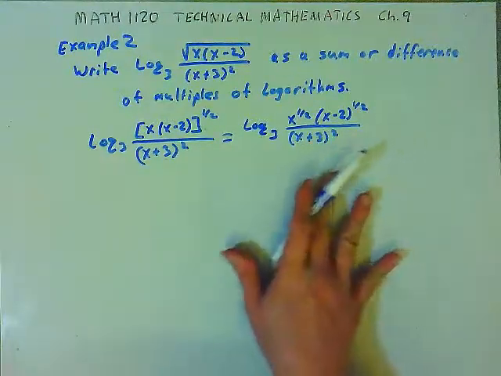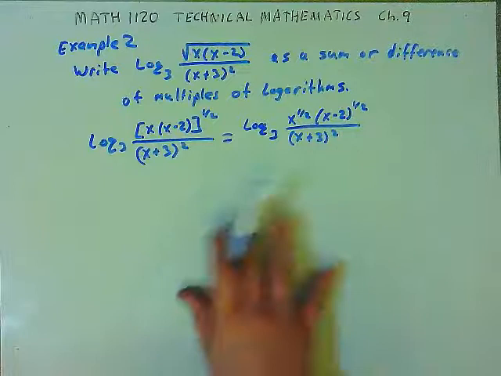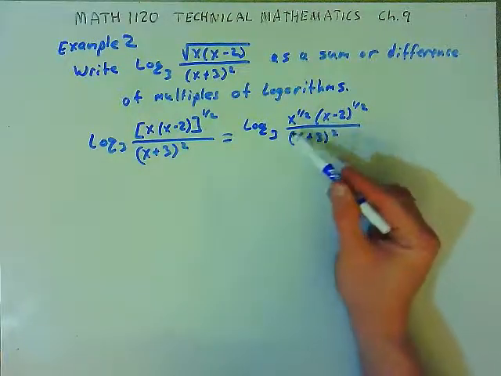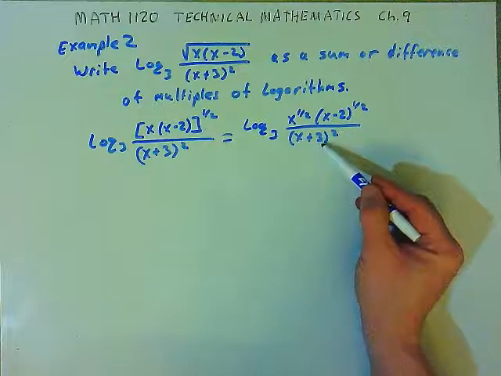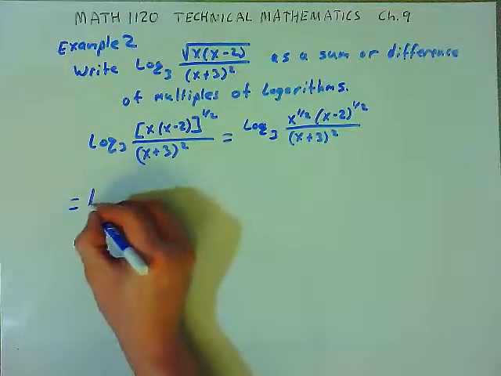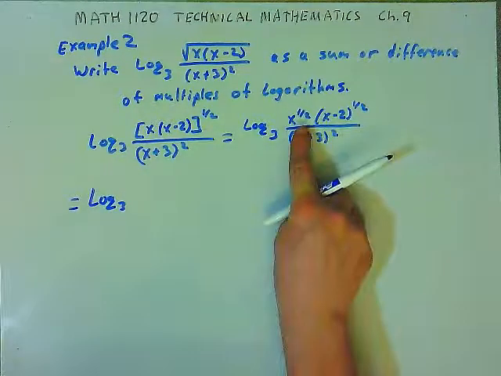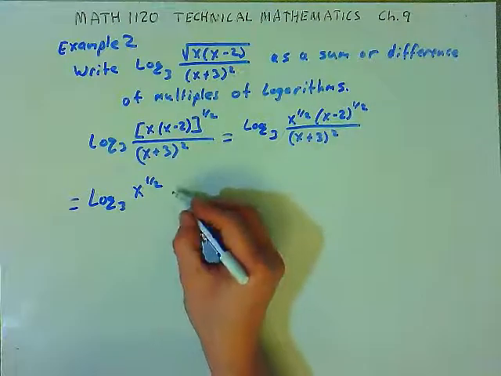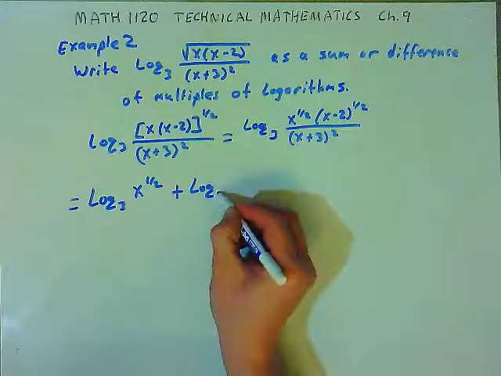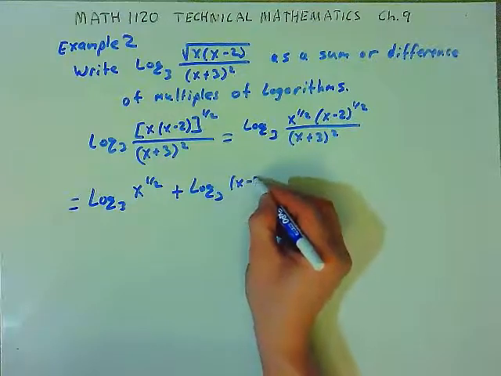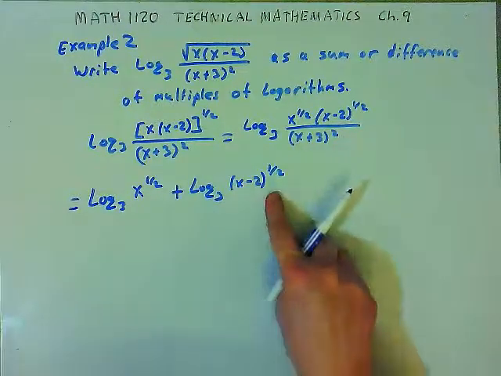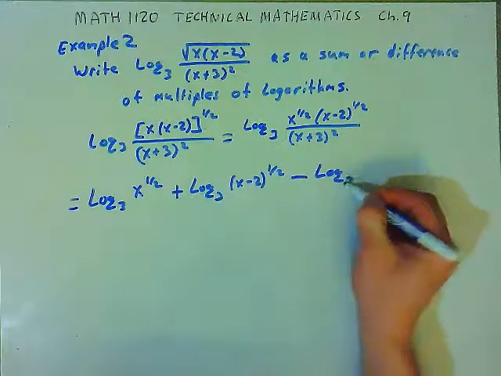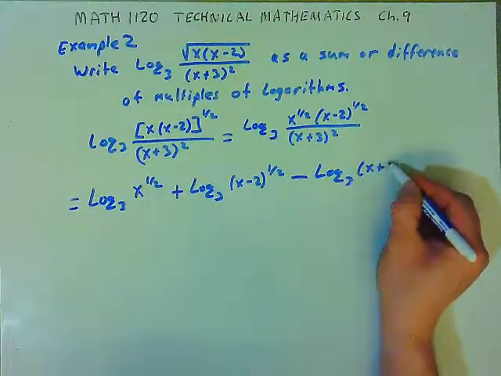Now we can start to break this up into sums and differences. Remember, anything that is being multiplied inside the logarithm is going to become a sum of logarithms. Anything that is being divided is going to become a difference. And so this is going to be equal to log base 3 of x to the 1/2 power, and because it's being multiplied, plus log base 3 of x minus 2 to the 1/2 power. And then because this is being divided, subtract log base 3 of x plus 3 squared.